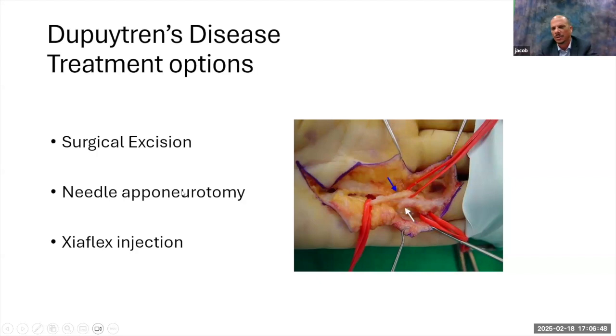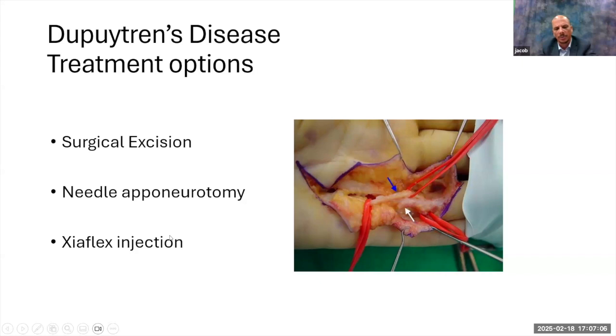The second option for this is what's called a needle aponeurotomy. They're taking the edge of a needle and percutaneously putting it into this cord to weaken that cord to the point that they can pop it and bring your finger out straight. I didn't train in that, but it is an option that people do.